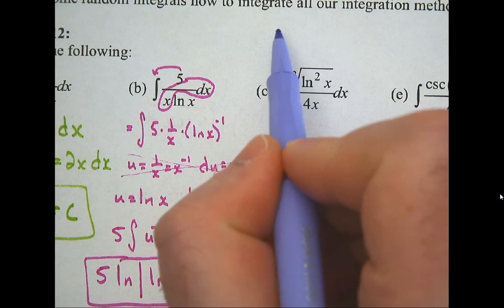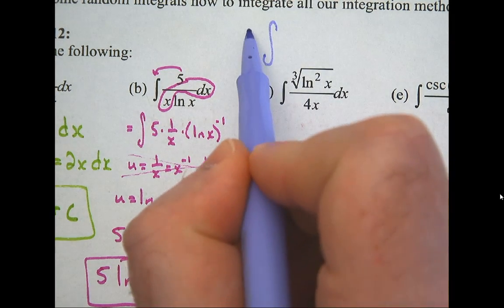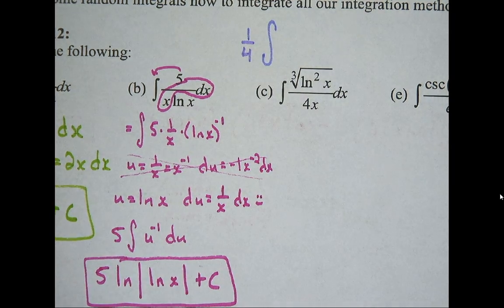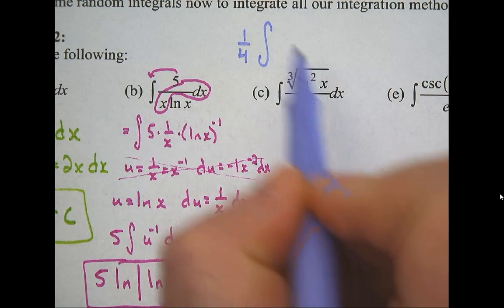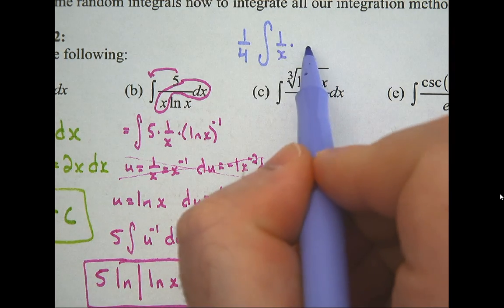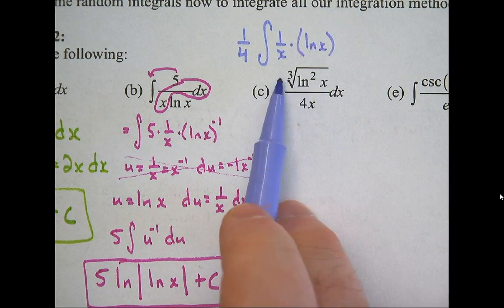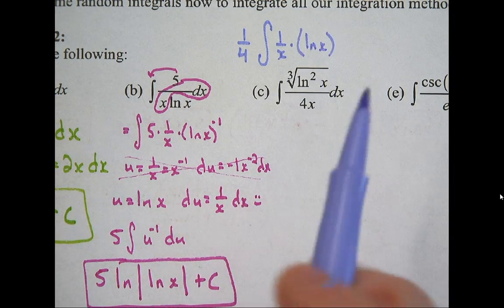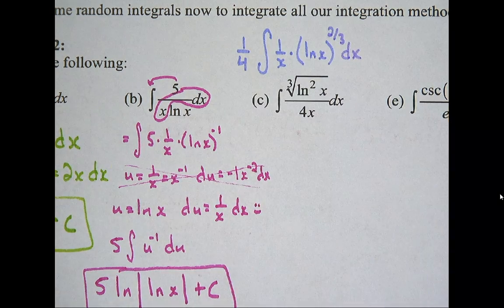So I rewrote this as the integral of, so I'm going to take that 1/4 out. That's a constant, right? That constant 4, but that 4 is on the bottom, so I got to take it out as on the bottom. Then I also have a 1 over x, and I also have a natural log of x that's getting raised to what power? I got a cube root around a squared, so that's to the power of 2/3 dx.